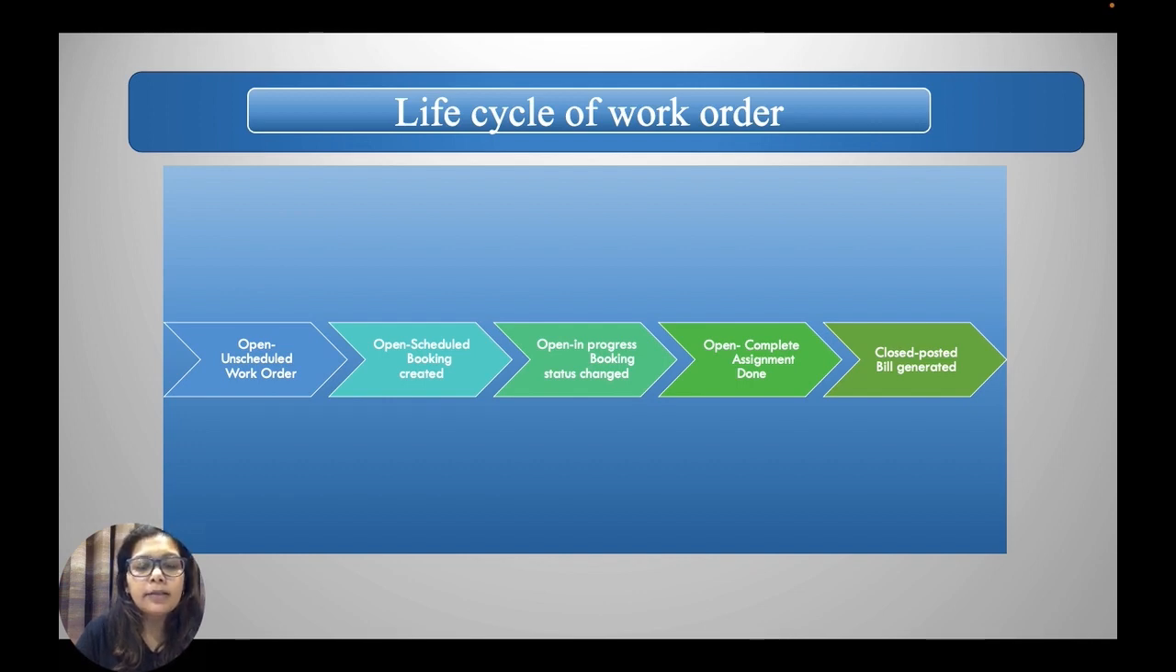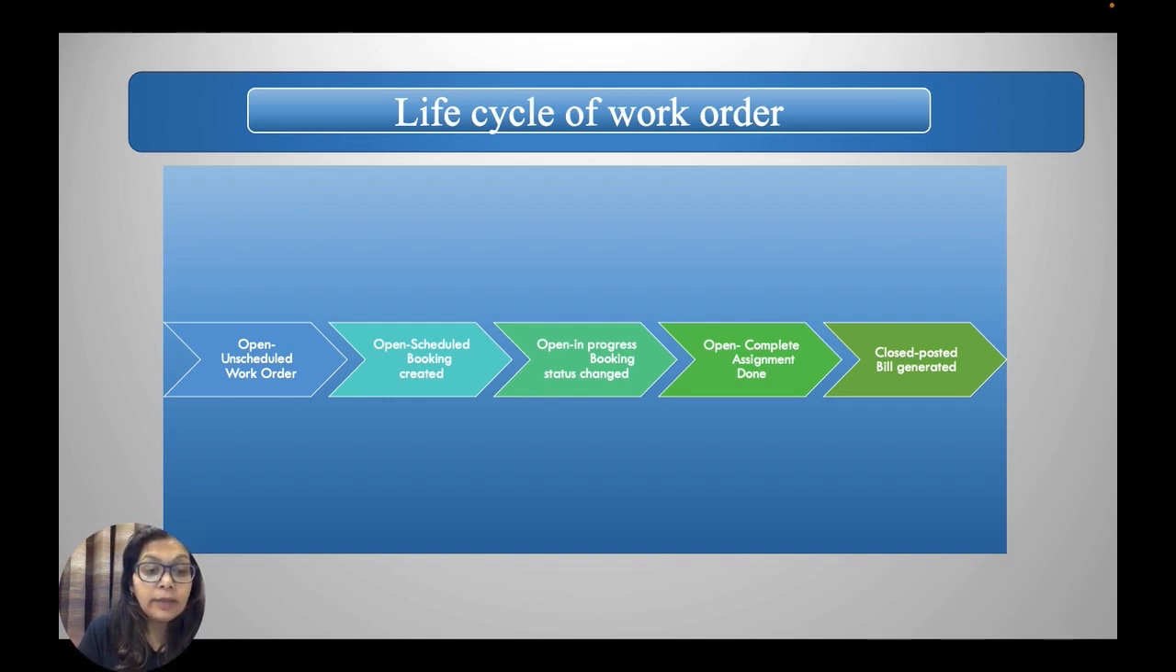In this third condition, the work order is still open, but the booking has been accepted by the resource, and he is in progress of the service. In the next condition, the work order is still open, but the status has changed into complete, the assignment is done. That means work has been done. And lastly, the work order status changes to closed only when the bill is generated. Now this was the life cycle of a work order.